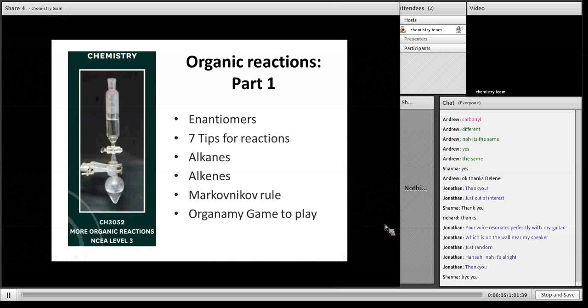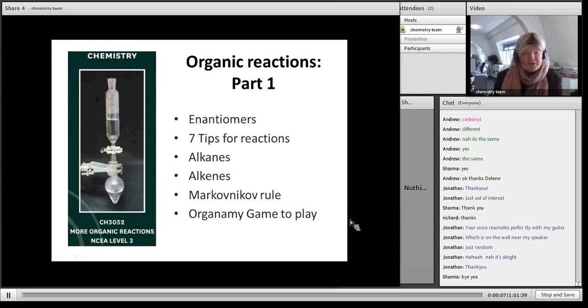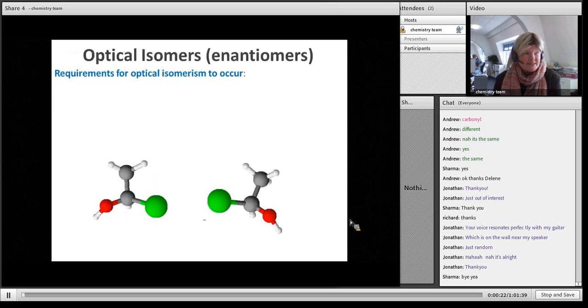Hello and welcome to this lesson. We're going to be finishing off the bits on enantiomers that we didn't finish last week, and then we'll start some of the reactions. So what we're going to start off with is just some examples of optical isomers.